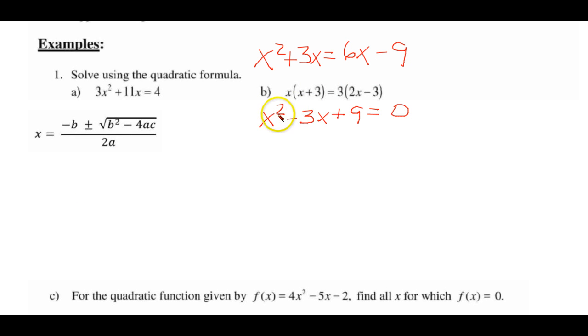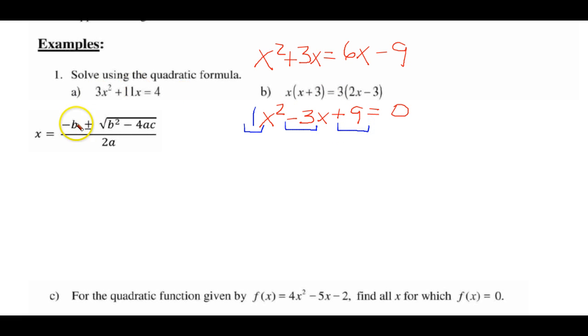And once again, why are we doing that? So we can identify our A term. There was no value before the x squared, so it's a 1. Every term has a 1 in front. And our B term is -3. And our C term is +9.